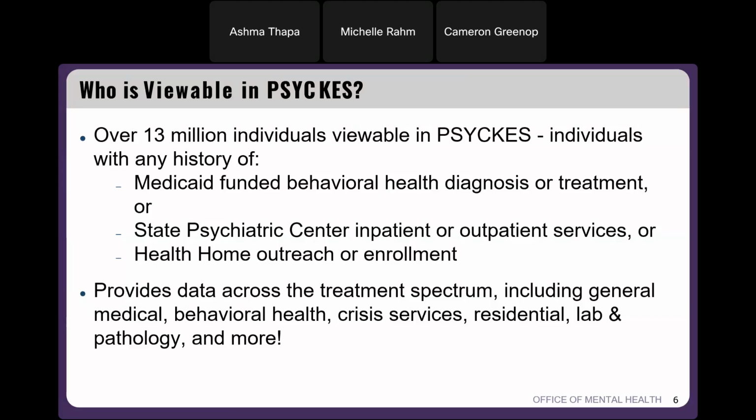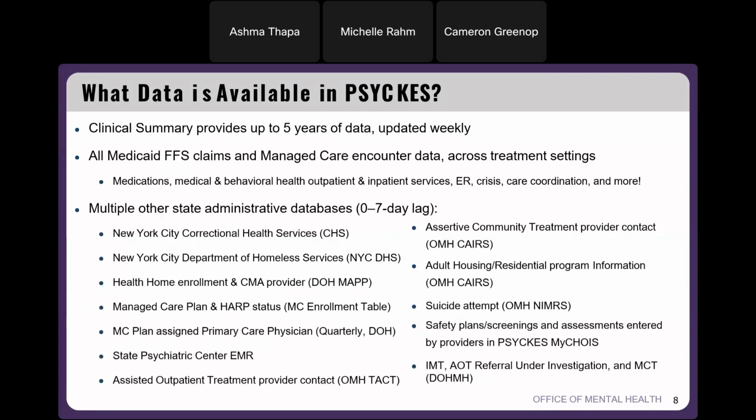And we do have data across the treatment spectrum, so not just behavioral health information, we also have general medical, residential, lab pathology, dental, vision, transportation, and more. Now, what data do we have available in the application? So we have that client level clinical summary, which provides up to 5 years worth of data. And again, that's updated on a weekly basis.